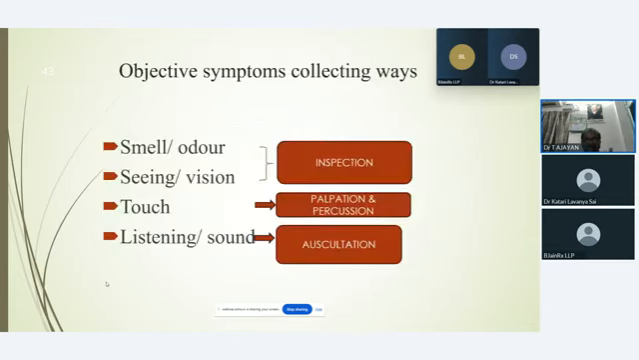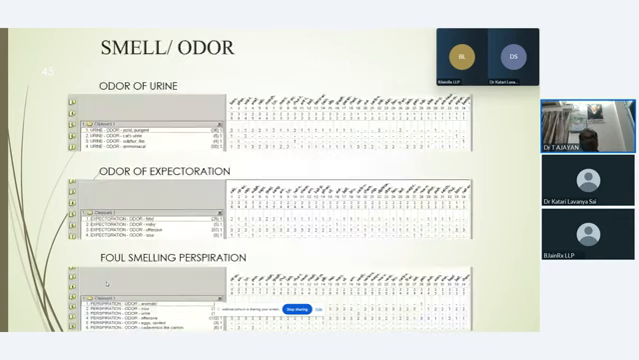Then how to collect the objective level symptoms? That means smell, odor, inspection, even touching the body of the patient. That means the relationship with physical examination: palpation and percussion. Then listening to the sound with the help of the stethoscope, that means auscultation. We are able to work out the right characteristics of the patient.